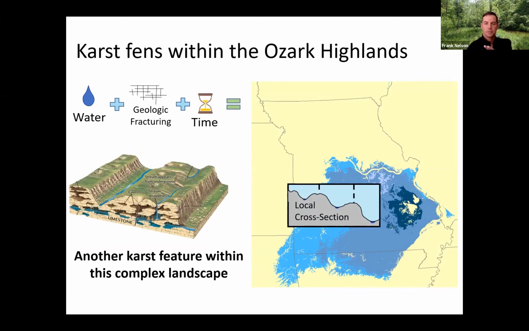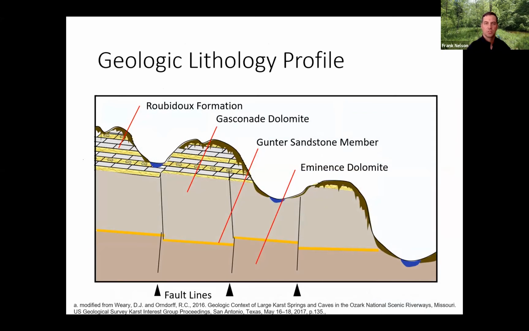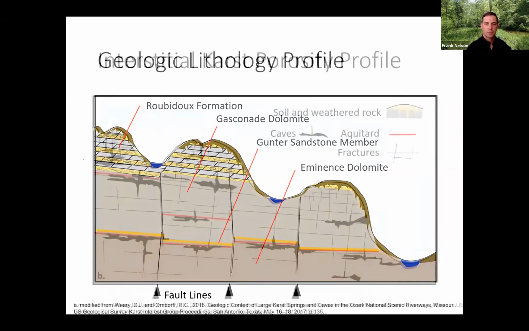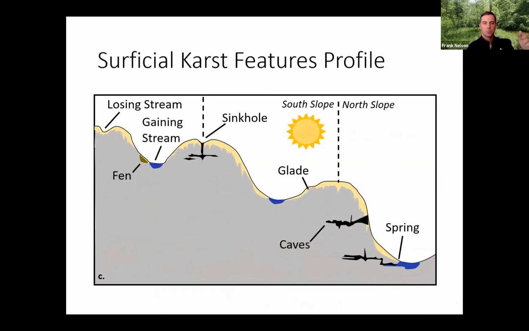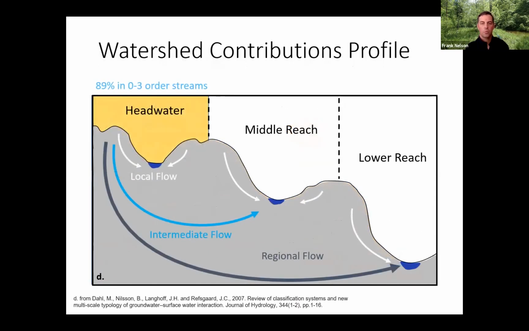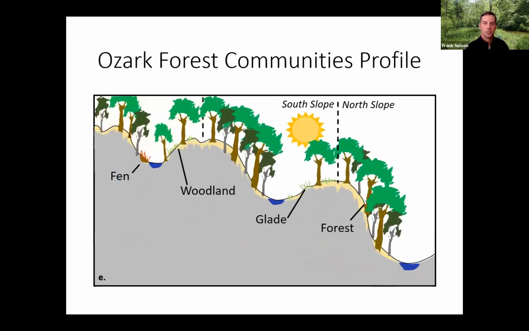And so I'm just going to zoom out from more of a watershed level and re-hit some of these things. We have this geological lithology of these different units and these fractures, along with this interstitial karst porosity. And so that's where you start to see these superficial karst features, including fens, along with these other features, and how the groundwater works across the landscape. And so really fens are part of this Ozark forest community, along with woodlands, glades, and upland forests.